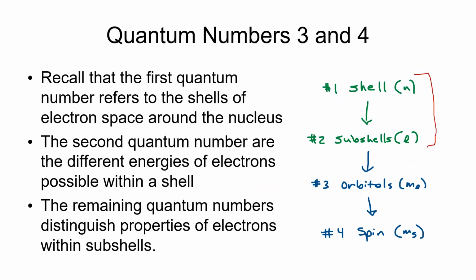We looked at the first two quantum numbers, N and L. The second two quantum numbers are the orbital, which is given the symbol M with a subscript L, the scripted L. And then the final one is called electron spin, which is given the symbol M with a subscript S. So M sub L or M sub S for the last two.